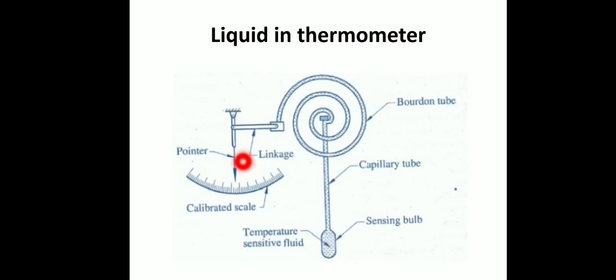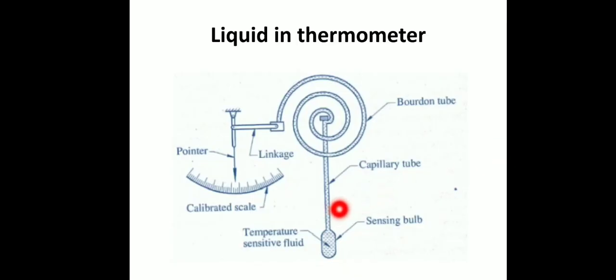At basic condition, this needle will be at the 0 point, and when this bulb is immersed in water or a temperature measuring system, the temperature will be transferred to the temperature sensitive fluid. Normally we will select mercury as the temperature sensitive fluid. You can see that the volumes of the sensing bulb and capillary tube are different. The diameter of the sensing bulb is comparatively bigger than the capillary tube.